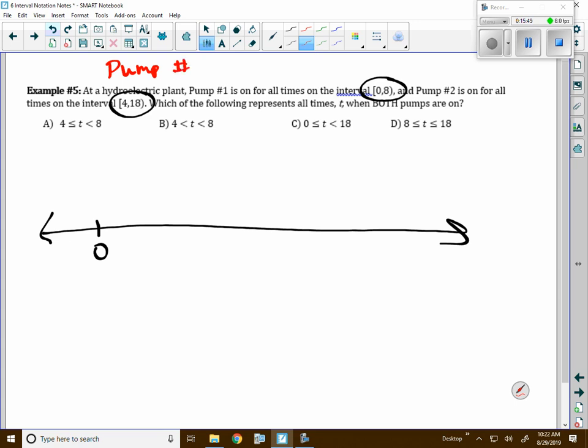All right, pump number 1 is going to be in red. So, pump number 1 goes from 0 to 8. Okay, now if you look at 0, it's included, so that's going to be a closed circle. 8 is going to be an open circle. Then we'll shade between. Okay, I want you to see if you can draw the interval for pump number 2.